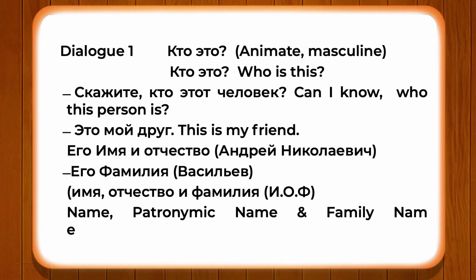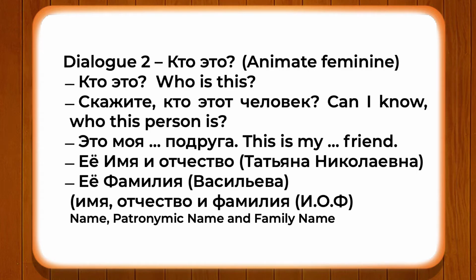Имя, отчество и фамилия, ИОФ. Sometimes it appears as this abbreviation when you're filling in forms near the airport and so on, or in hotels, etc. So, имя, отчество и фамилия is name, patronymic name and the last name or the family name. Let's see dialogue 2 now.